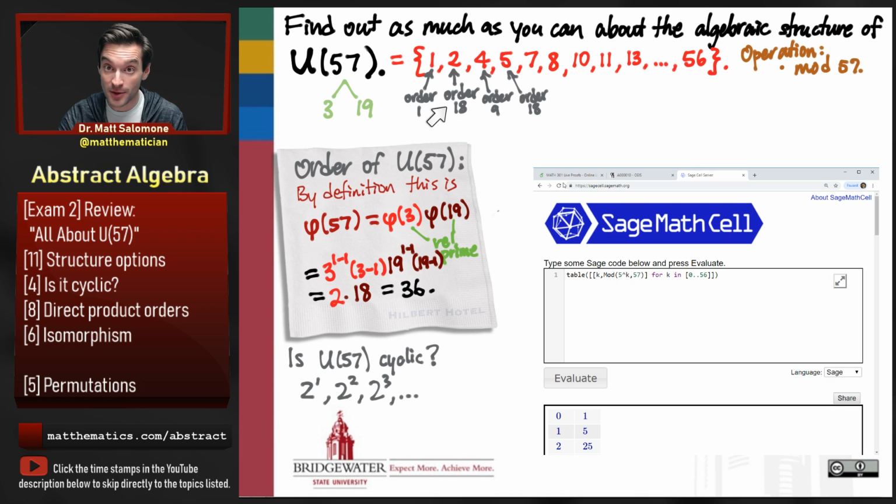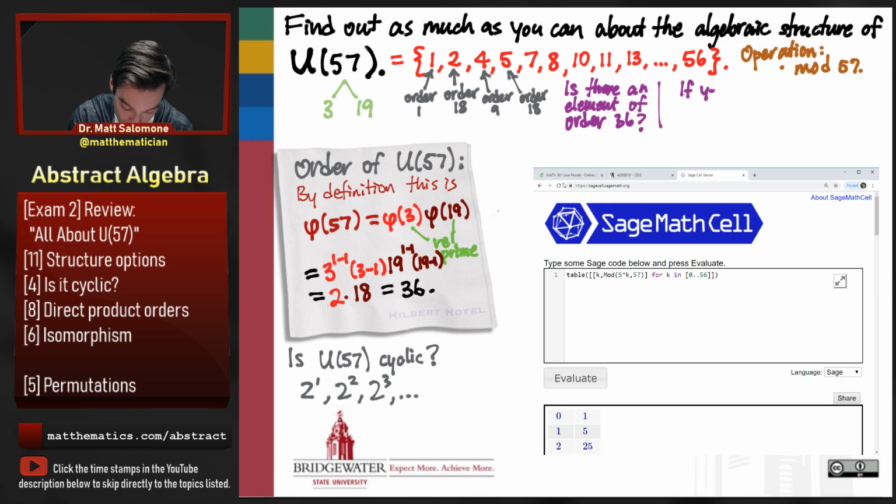We've managed to find an element of order 18. We've managed to find an element of order 9. But if I were looking for a generator, I would need that generator to have an order equal to the order of the whole group. If U57 were cyclic, it would have to have an element whose order is the same as the order of the group, which would be 36. So the question I'm asking myself here is, is there an element of order 36? Such an element, if it existed, would be a generator for this group, and therefore the group would be cyclic. If yes, then the group is cyclic.